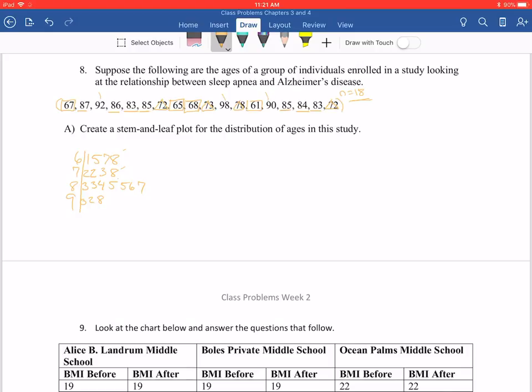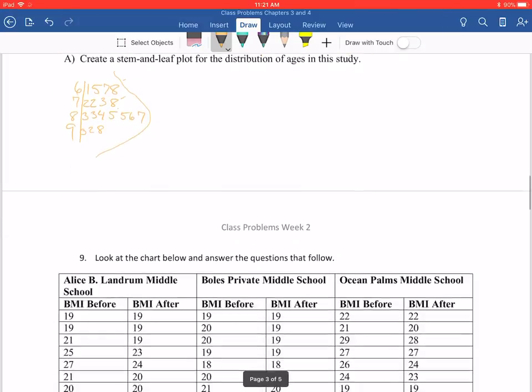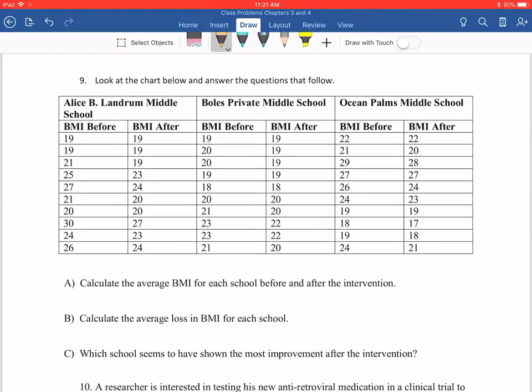I think this one's fine. If you wanted to break it down more, of course you can, but I don't think it's necessary because we're not trying to describe anything right now, we're just creating a stem and leaf plot. You can see the shape of it a little bit right there, and that's all we need to do moving forward. Moving on to number 9 here.